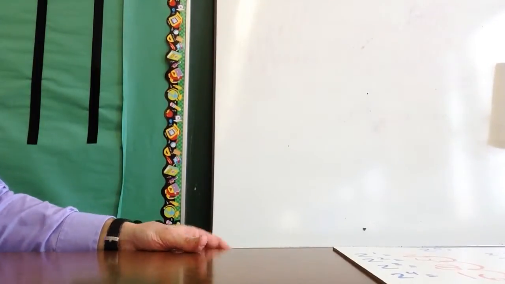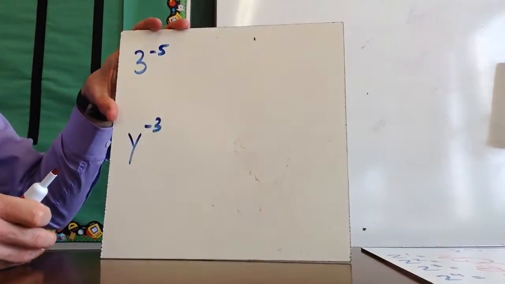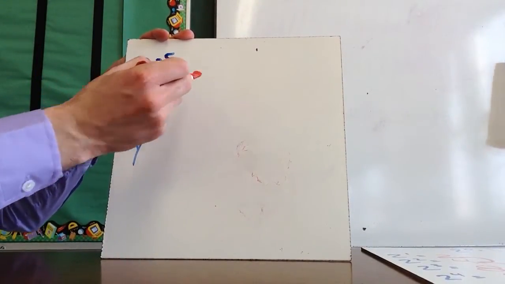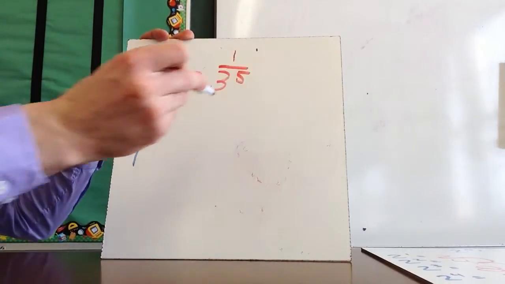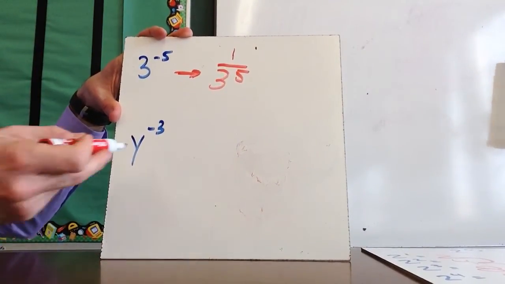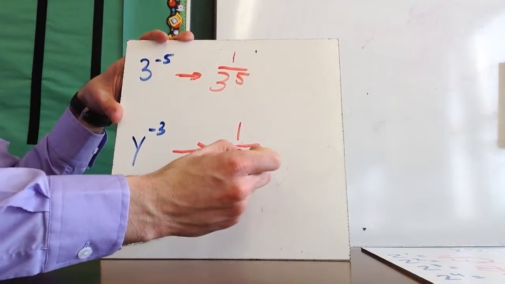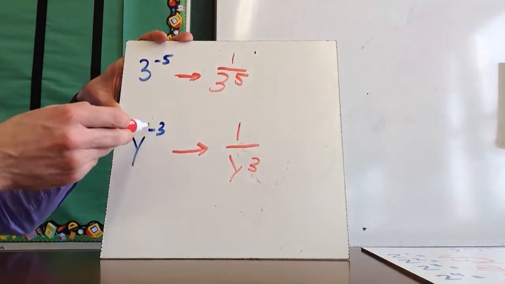Let's take a look at how we might rewrite these numbers without negative exponents. So if I wanted to rewrite this first one without a negative exponent, 3 to the negative fifth is the same as 1 over 3 to the fifth. Right? Y to the negative third is the same as 1 over y to the third. I want you to notice that this number, the 1 over, doesn't change. That's what this is telling us.